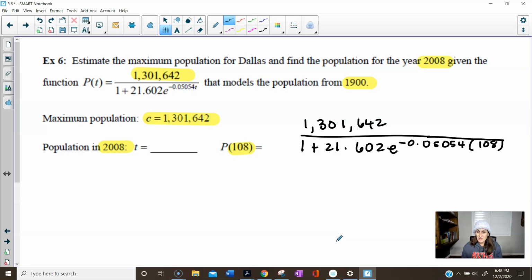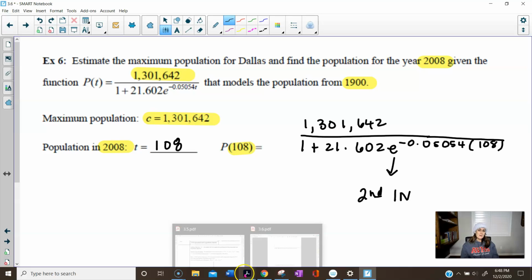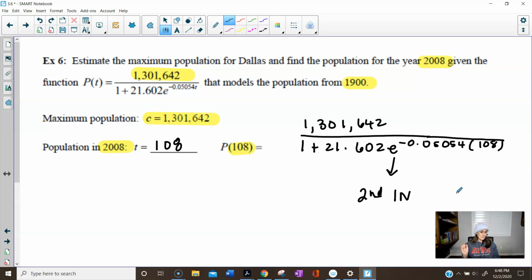Throw the whole thing in your calculator to make sure you know how to use your calculator. If you're wondering where the E is, you hit second ln. ln is to the left of the 4. Make sure that you use the negative at the bottom by the decimal. Don't use a subtraction. You really should put this in the calculator to make sure that you can get that answer.